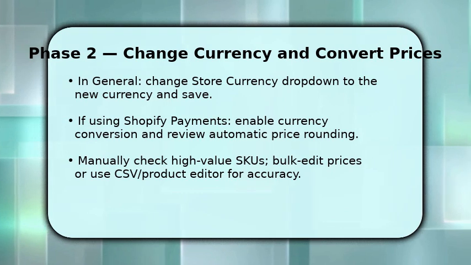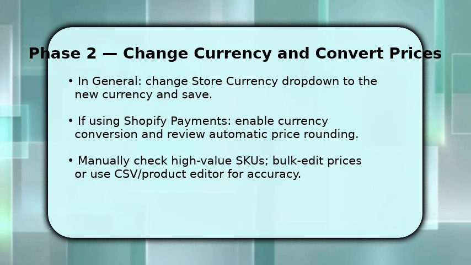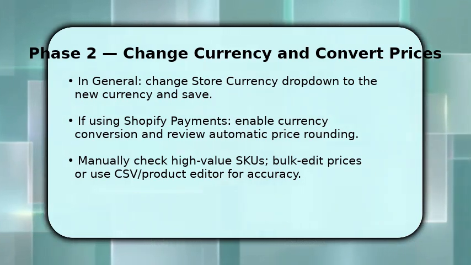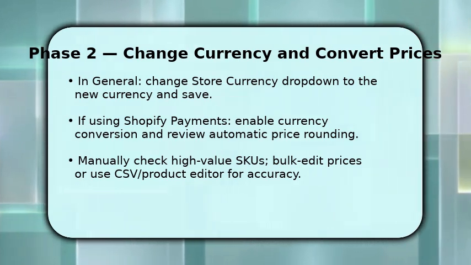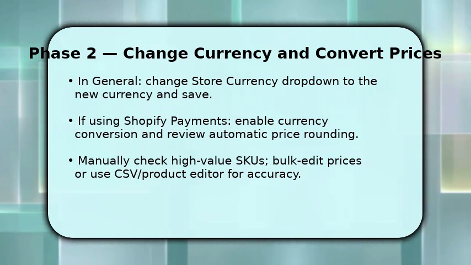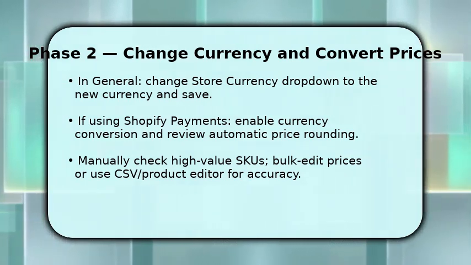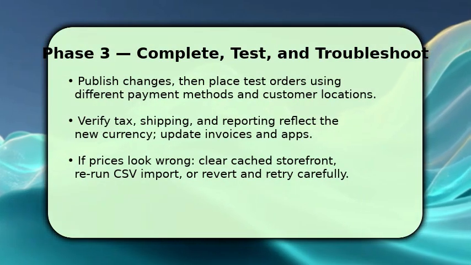If you use Shopify Payments, enable multi-currency or conversion features. This automates most price adjustments. However, automatic conversions may round prices, so manually review high-value SKUs. Use Bulk Edit, the product CSV export/import, or a price editor app to adjust final price endings and preserve margins where needed. Finish by publishing and then testing.